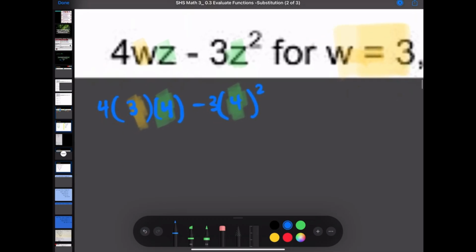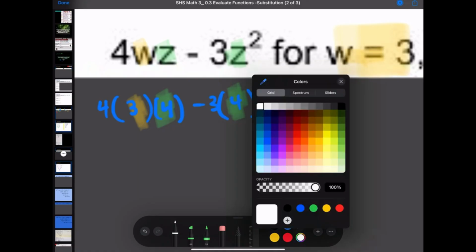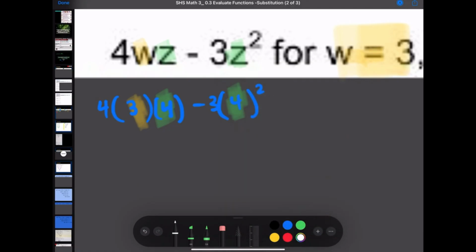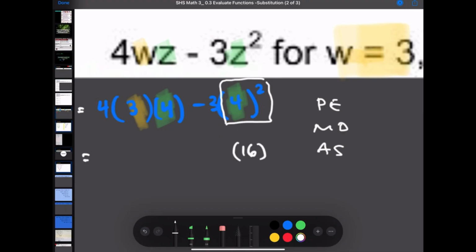All right. Put your finger on what we're going to do next. Look at your partner's paper. We should be doing what next, class? Exponents. Because of PEMDAS. Do you see how it's now 2 lessons in 1? Class, what is 4 squared? 16.